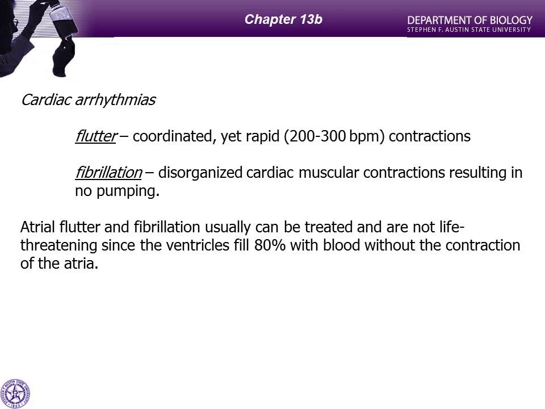Now, other things that can happen, we can have flutter, coordinated but extremely rapid, 200 to 300 beats a minute. We're getting into hummingbird wing speed here. And I think you can see how this would be a problem. But the biggest problem of both of these is going to be the second one, the fibrillation.